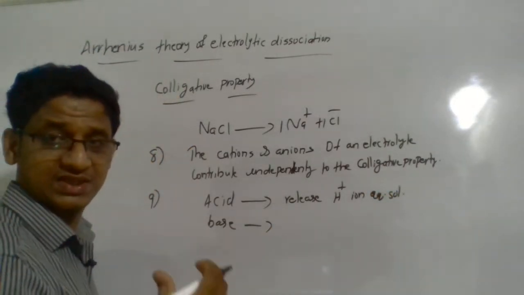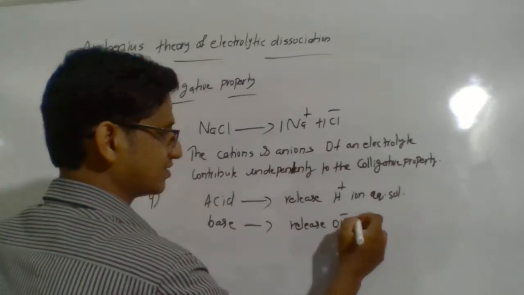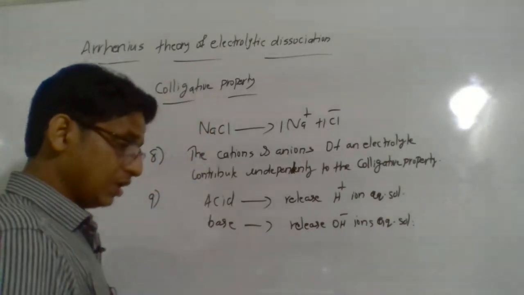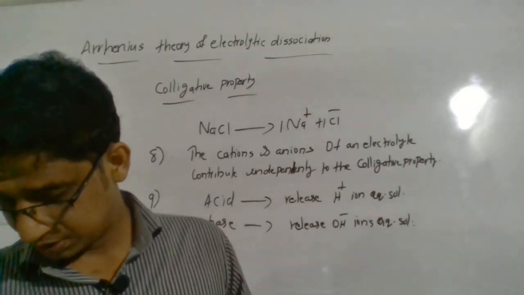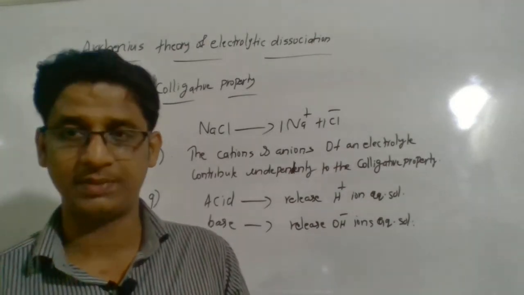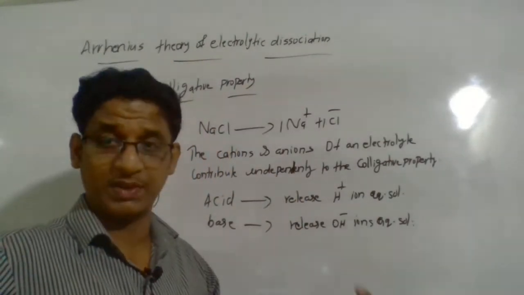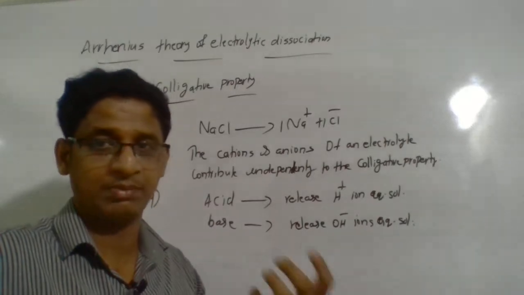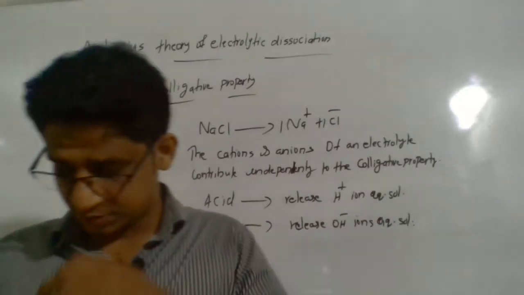Similarly, why does some substance behave like a base? Because it releases OH minus ion in aqueous solution. So the point is, the properties of the electrolyte in solution, and why they behave like an acid or a base, are simply because of the kind of ions they furnish in aqueous solution. Acids behave as acid because they release H plus ion, and other substances like bases have that basic property because they release OH minus ion in solution. So these are the points pointed out by Arrhenius theory.